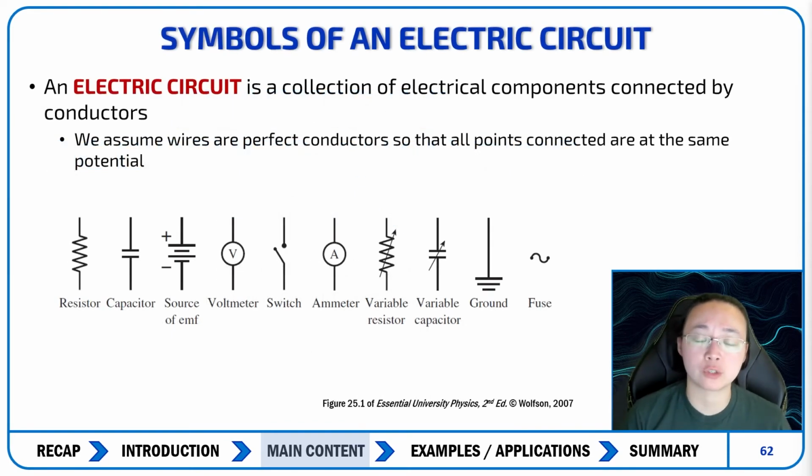So, symbols of an electric circuit. An electric circuit has a collection of electrical components connected by conductors. We assume wires are perfect conductors so that all points are connected at the same potential. Typically, we use the squiggly or zigzag lines for a resistor, the parallel plate capacitor symbol for a capacitor. You have this battery or source of EMF, and for measurements, you have a voltmeter and an ammeter. You can also have a switch and also a ground. We will not really be talking about variable resistors or capacitors or fuses. We will primarily be focusing on the rest.